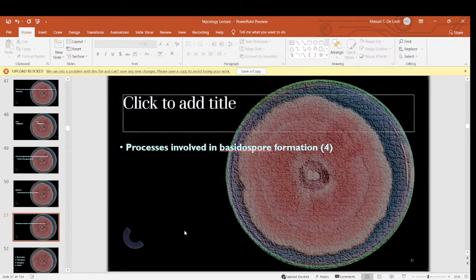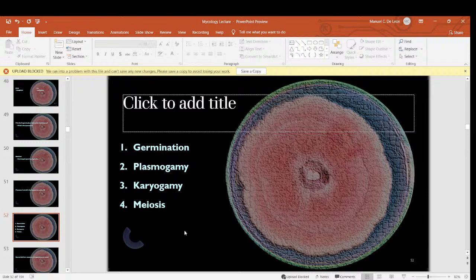Now let's talk about the processes involved in basidiospore formation. Basically, you have four terms to remember. It starts with germination, of course. That is when the spore germinates and forms the initial, or what you call the somatic hyphae or somatic mycelium. All right. So it forms a stroma.